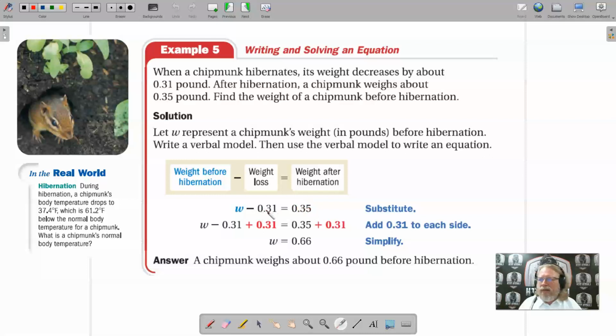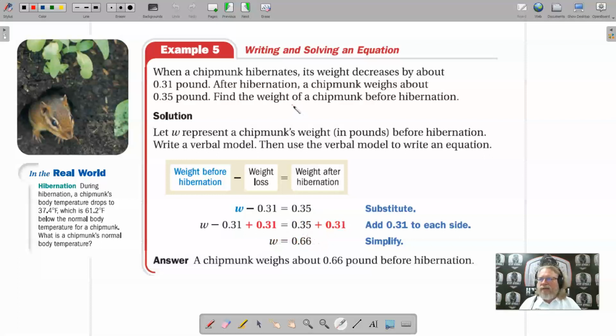So the 0.31 is tied to the W through subtraction. The opposite operation is addition. We're going to add the very number we wish to get rid of. And what we do to one side, we have to do to the other. And so these two are opposites. They're going to cancel each other out, leaving us with W. And then the sum of these two values here is 0.66.